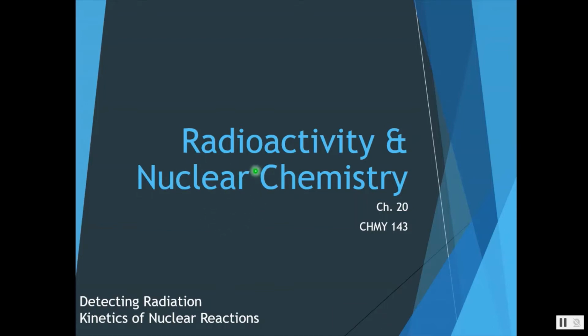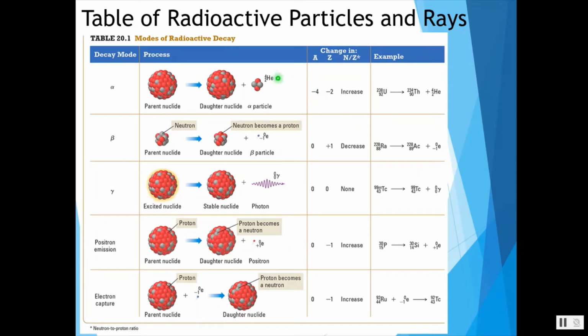In today's video, we're going to continue our discussion of radioactivity by looking at how we can detect that radiation and how quickly the radiation occurs. Last time, to review, we went over the different types of particles that can be emitted, starting with alpha particles.